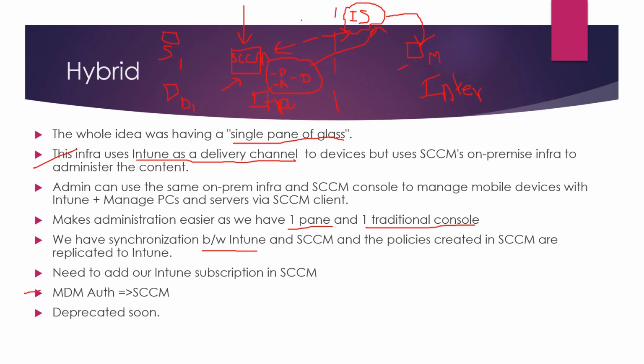Obviously, for this to happen, we had to create this setup, this link between SCCM and Intune, so that SCCM knows which tenant it has to go to. For this, we have to go to the SCCM console and provide our Intune subscription. That is how that trust is established between SCCM and a specific tenant.